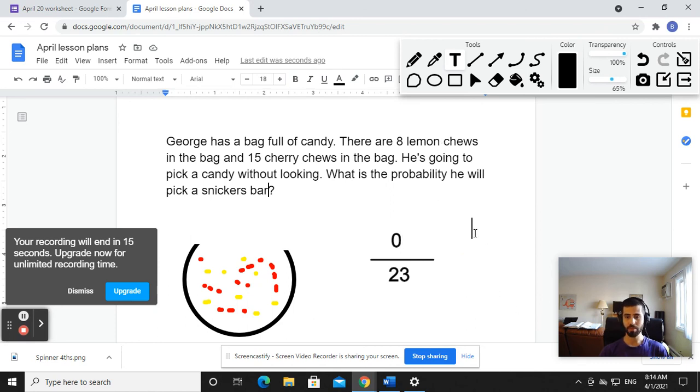Or if you want to keep it simple, simplify that fraction. 0 over any number, the answer is just 0. The probability of him picking a Snickers bar is 0, because there are no Snickers bars to choose.